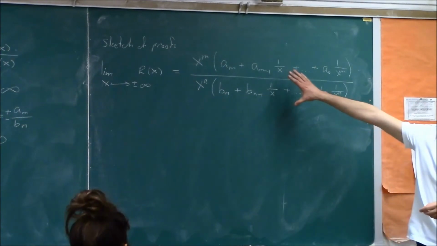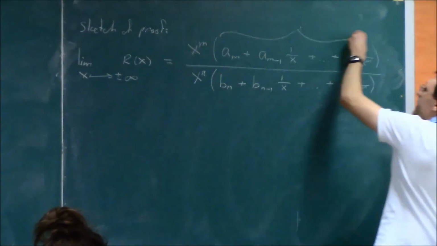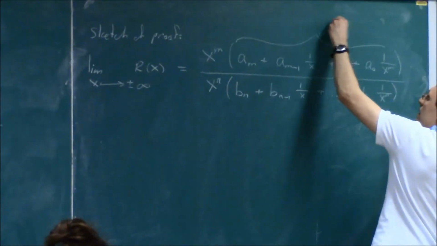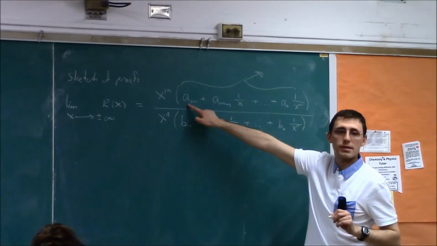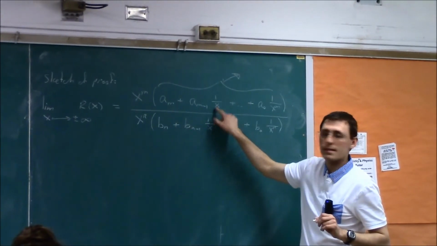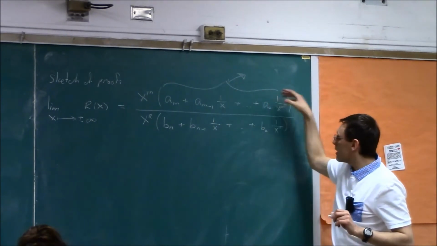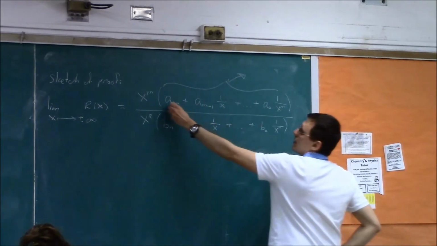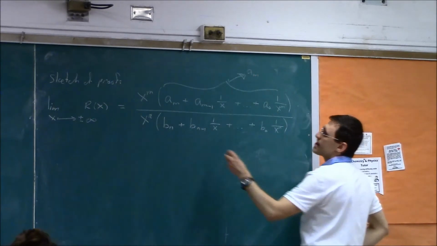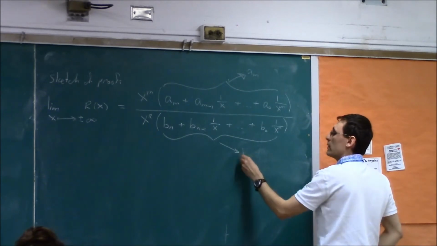Now can you see what's happening from there? This will approach what number? Not 0, just this part, what is in brackets, approaches the number a_m. You see that everything else is crashed to 0. The next coefficient is crashed to 0, and every other coefficient is crashed to 0 even faster. So this approaches the leading coefficient a_m. This approaches the leading coefficient b_n.